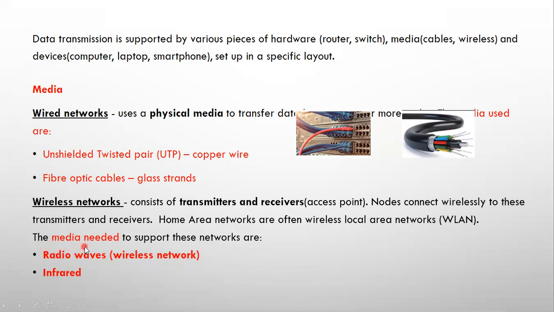The media needed to support these networks are your radio waves, and then you have infrared. You can also have infrared signals that can be used for wireless transmission. But the one that's used most of the time is your radio waves. Now, when you think of infrared, think of some of your remote controls for your television and your air conditioners. They use infrared.